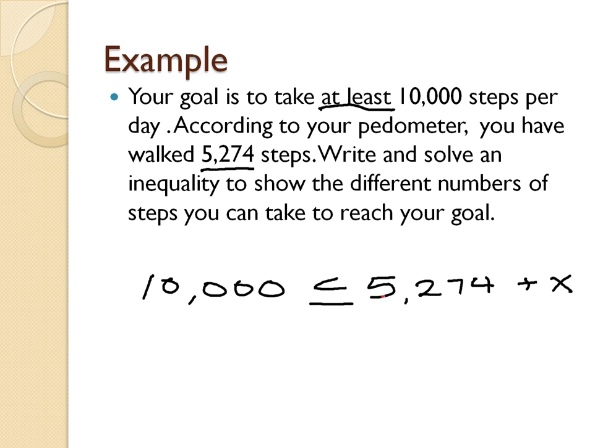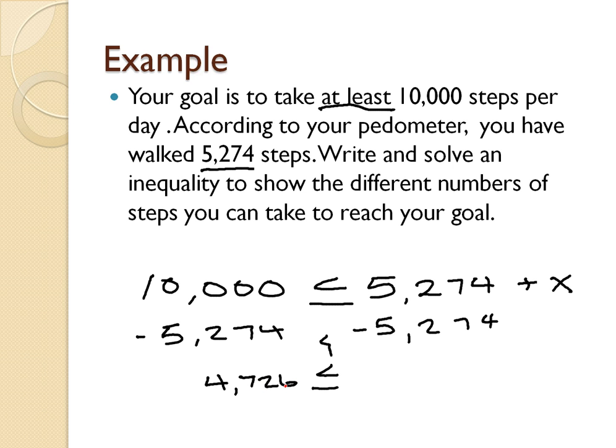Instead of adding 5,274, I'm going to do the inverse and subtract 5,274 from both sides. And bring my inequality symbol down. On the left, I will have 4,726. And on the right, I'll be left with plain old boring x.